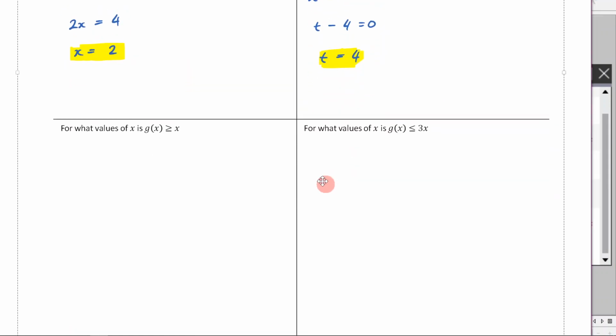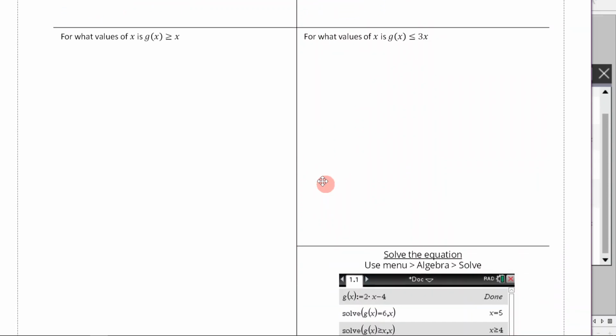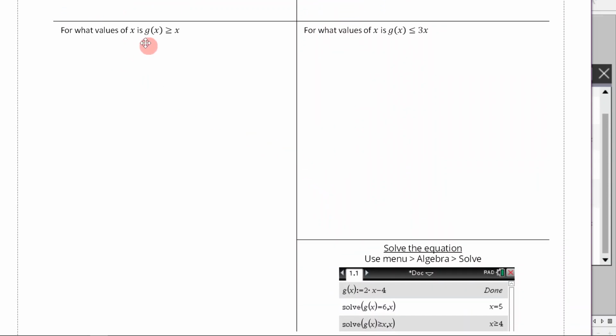Perfect. We now move on to doing some inequalities. Okay, so it says, for what values of x is g of x greater than or equal to x? So let's see if we can do this algebraically before doing it on the CAS.